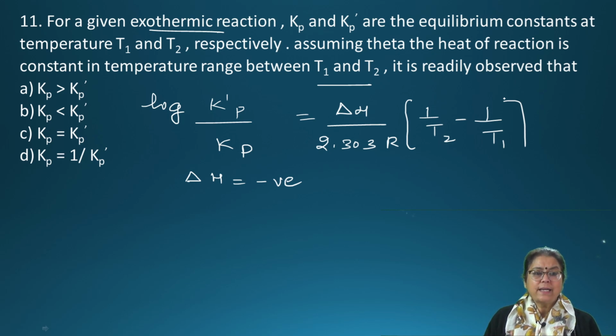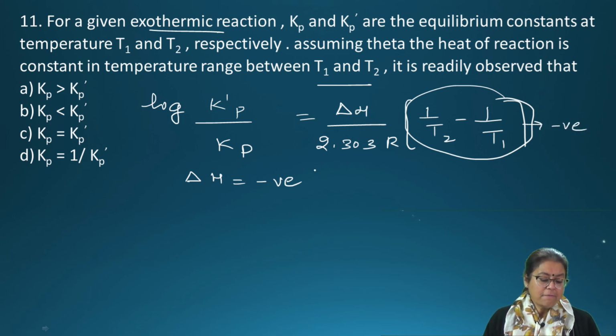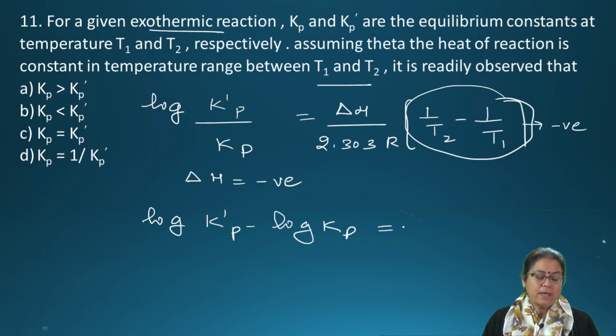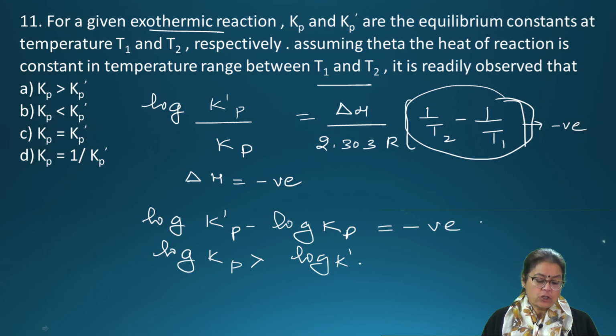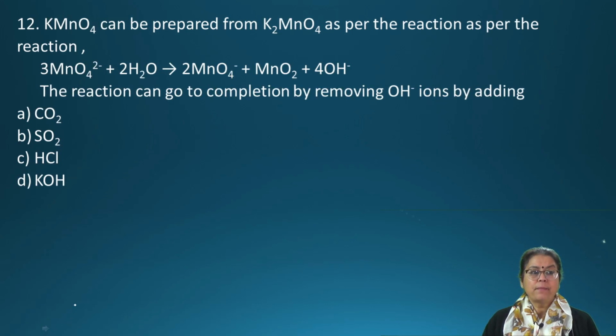अगर T2 is higher than T1 तो ये वाली जो वैल्यू हमारे पास आती है ये आ जाएगी नेगेटिव, ठीक है। सो log of K dash P minus log of Kp, that will be negative. अगर ये नेगेटिव आ जाता है तो मतलब हुआ कि log of Kp जो है that should be higher than log of K dash P, ठीक है, और Kp should be higher than K dash P, so the correct option over here that should be A. Let's go on to question number 12.